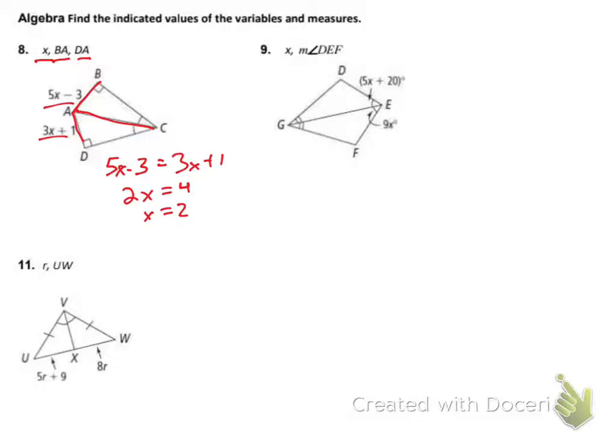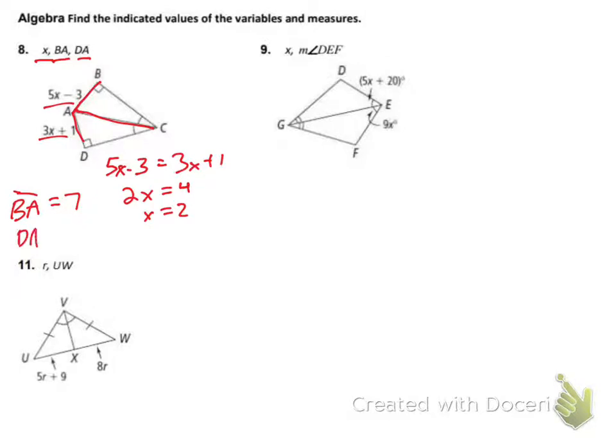Then I got to find BA and DA. So I'll just plug that in. So I'll plug that into 5 times 2 is 10, minus 3 is 7. So BA is equal to 7. Now I should be able to just write DA is equal to 7 because I know that. But if you want to check your work, you can just do 3 times 2 and then plus 1. So then it'd be the same. It would be 7.